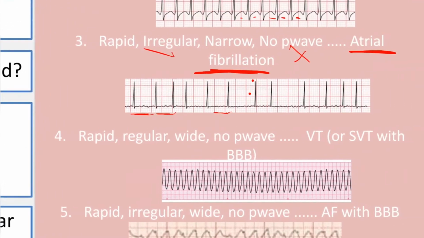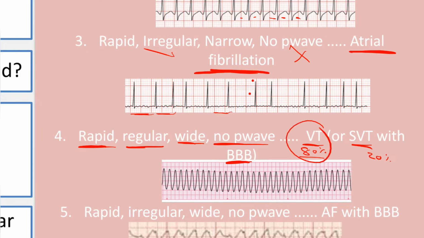Another type is when the patient has a rapid heart rate that is regular, the QRSs are wide, but there is no P wave. Most probably, 80% of the time, it is due to ventricular tachycardia, where the ventricles have tachycardia. Or it might be a bundle branch block with SVT. This is another possibility, but usually you have to treat it as VT if you are not sure.